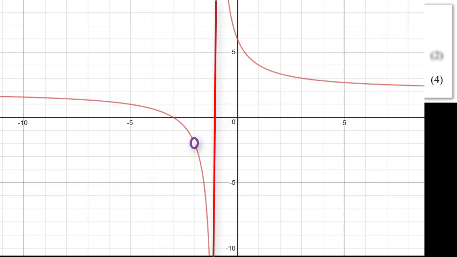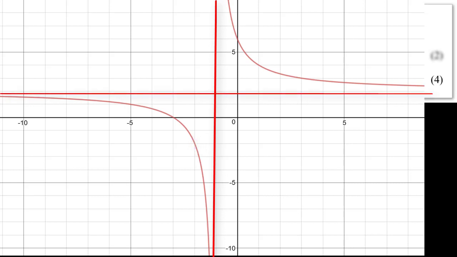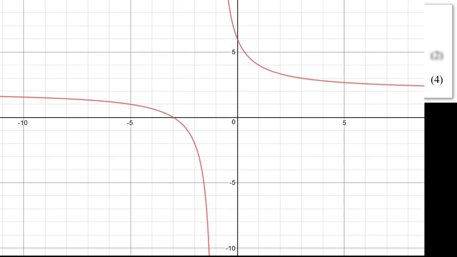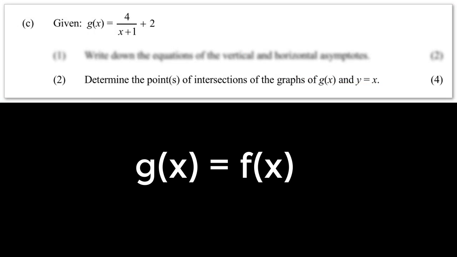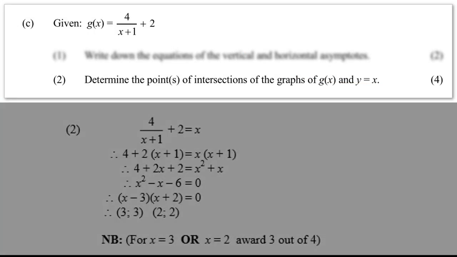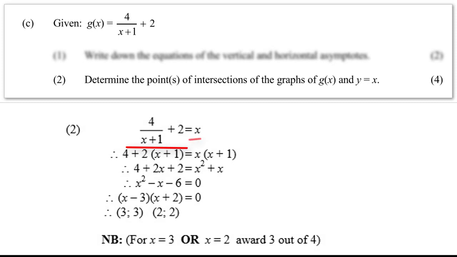We know just from looking at the graph that the intersection in the first quadrant must be where f of x is greater than 2, and in the third quadrant where x is less than minus 1. Now we need to solve for g of x equals f of x, or 4 over x plus 1, plus 2 equals x. To do this we've got to get rid of the denominator, so we multiply both sides by x plus 1.